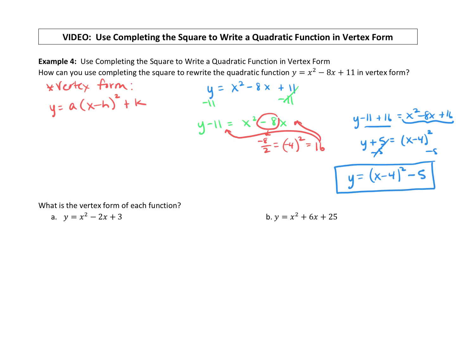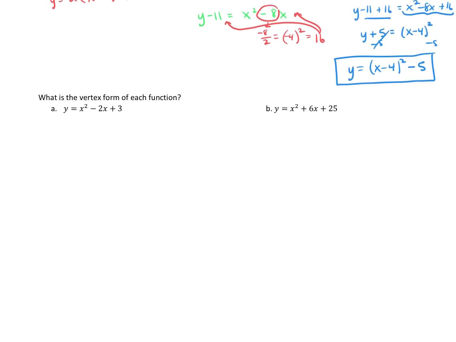The vertex of this parabola would be a positive 4, because we like that tricky x, and a negative 5 for the y. All right, so let's run through a couple more examples where we take standard form and we write it in vertex form by completing the square.